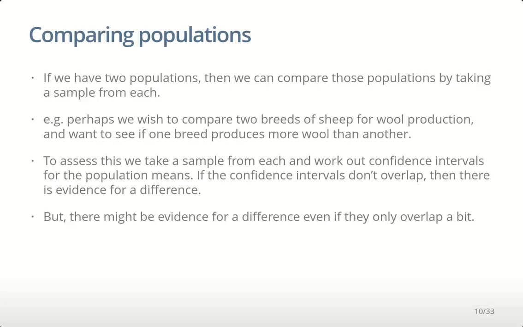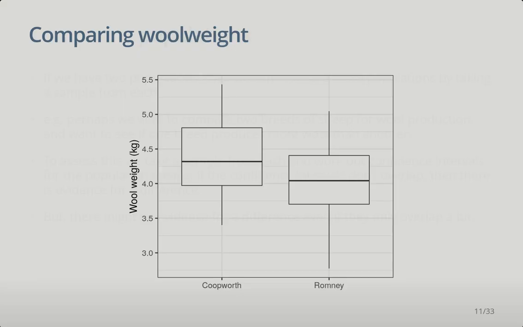So that's proportions. We can also compare populations. If we have two populations, then we can compare them by taking a sample from each. For example, perhaps we want to compare two breeds of sheep for wool production, and we want to see if one breed produces more wool than the other. So to do that, we could take a sample of sheep of each breed, work out the average wool production on each sheep, compute a confidence interval for each one, and then compare them.